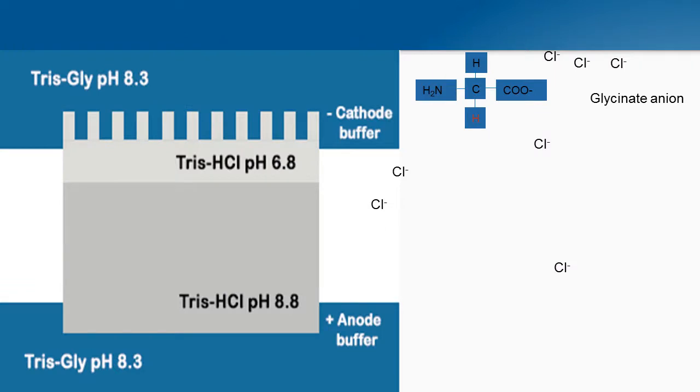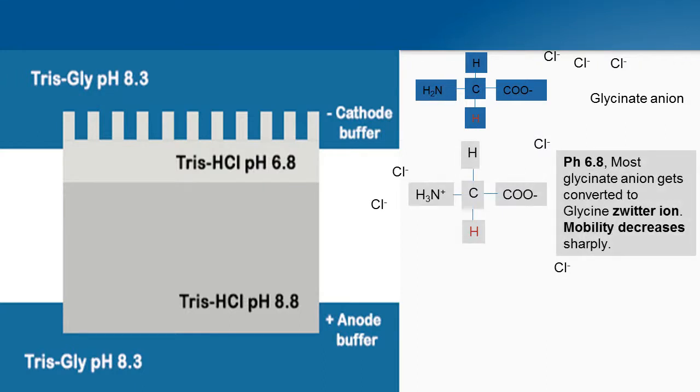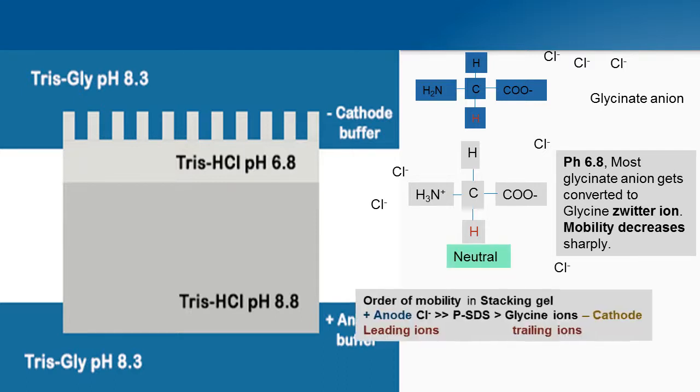Here you can see that in the buffer system at a pH of 8.3, glycinate anions are there, and as it enters a pH of 6.8, it is getting protonated and acquiring a zwitterionic configuration. Because of this process, the concentration of glycinate ions is decreasing, and due to this there is a decrease in mobility, and this decrease is very sharp.